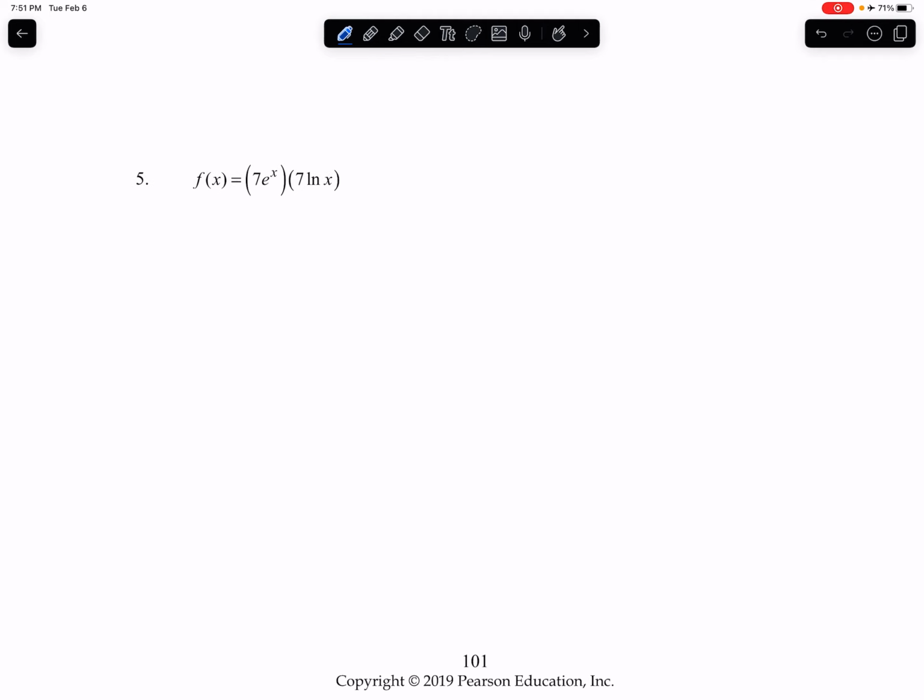f of x equals 7e to the x times 7 natural log of x. Here we're back to using a product, so we'll use our product rule. Our derivative is going to be the first, 7e to the x, times the derivative of the second, plus the second, 7 natural log of x, times the derivative of the first.